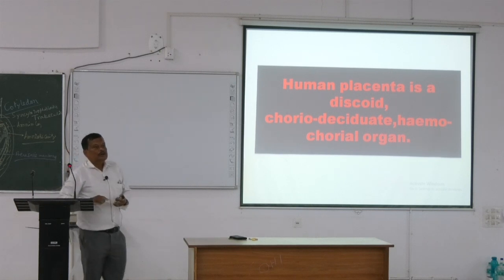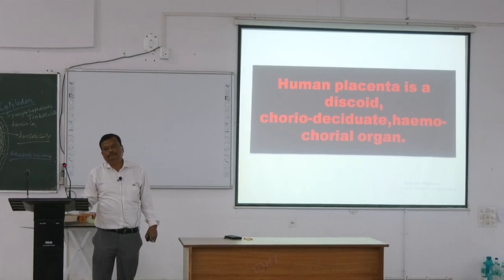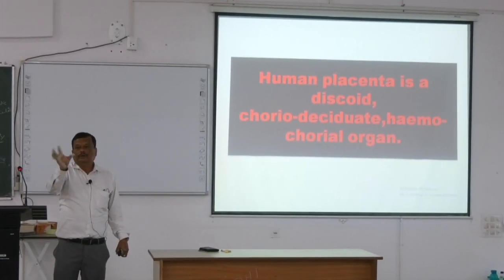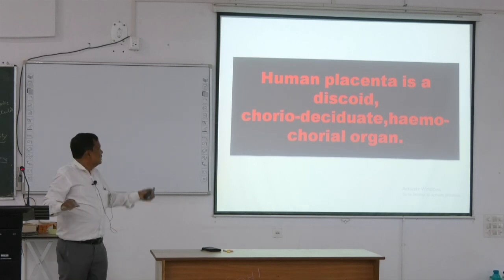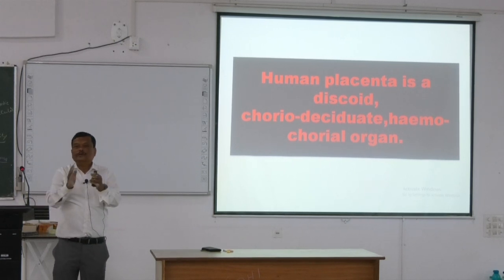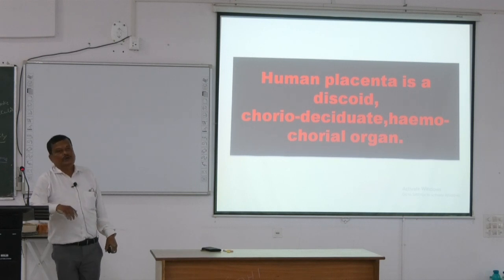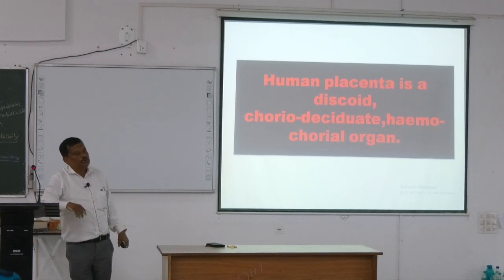Discoid means: there are so many animals, so many primates, and the placenta is of different shapes. The human placenta is discoid. Chorio-decidual, because the placenta is formed both by the chorion frondosum and the decidua basalis. So we call it chorio-decidual.